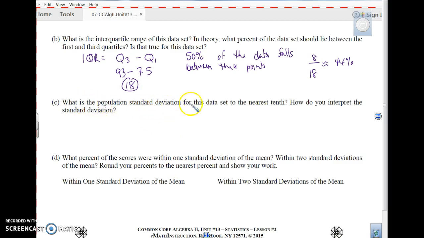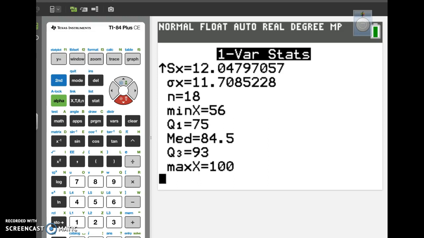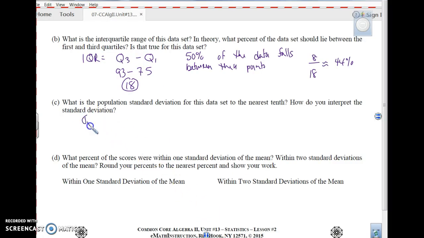Okay, population standard deviation. What is the population standard deviation for this data set to the nearest tenth? All right, that also comes from our var stats here. Population is this circly thing. It's the Greek letter sigma, the lowercase sigma. So our population standard deviation is 11.7.